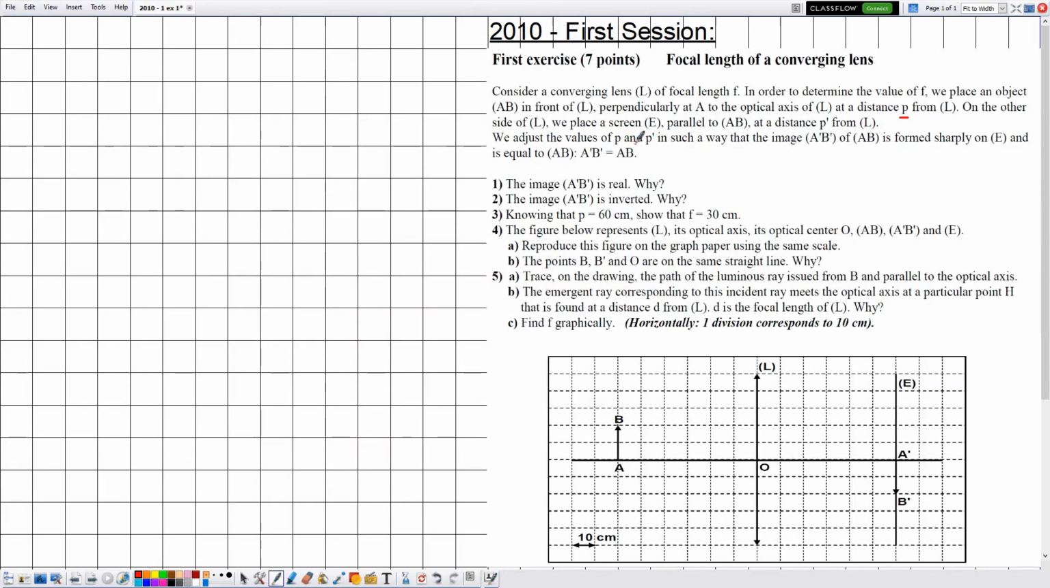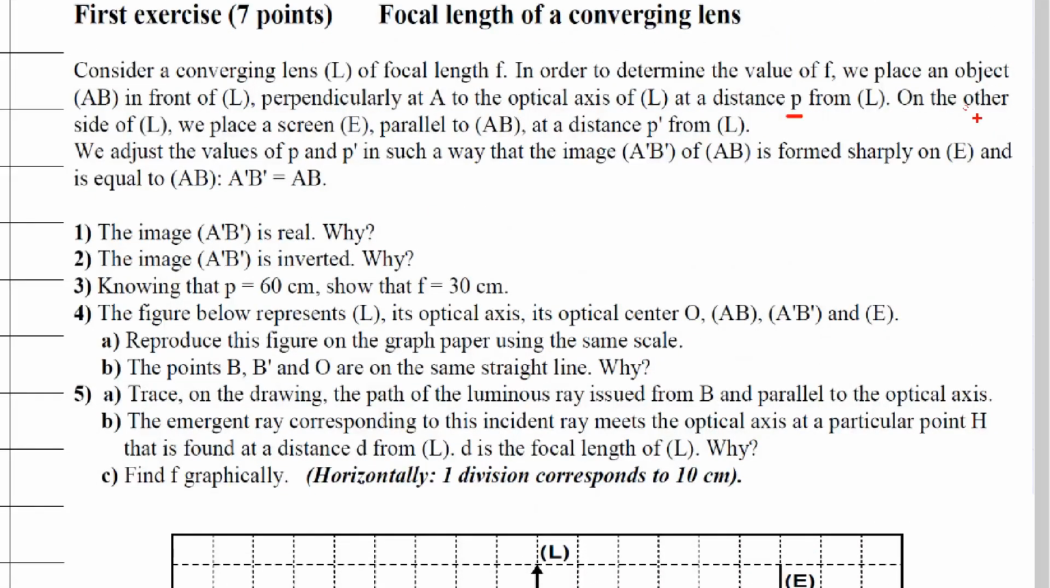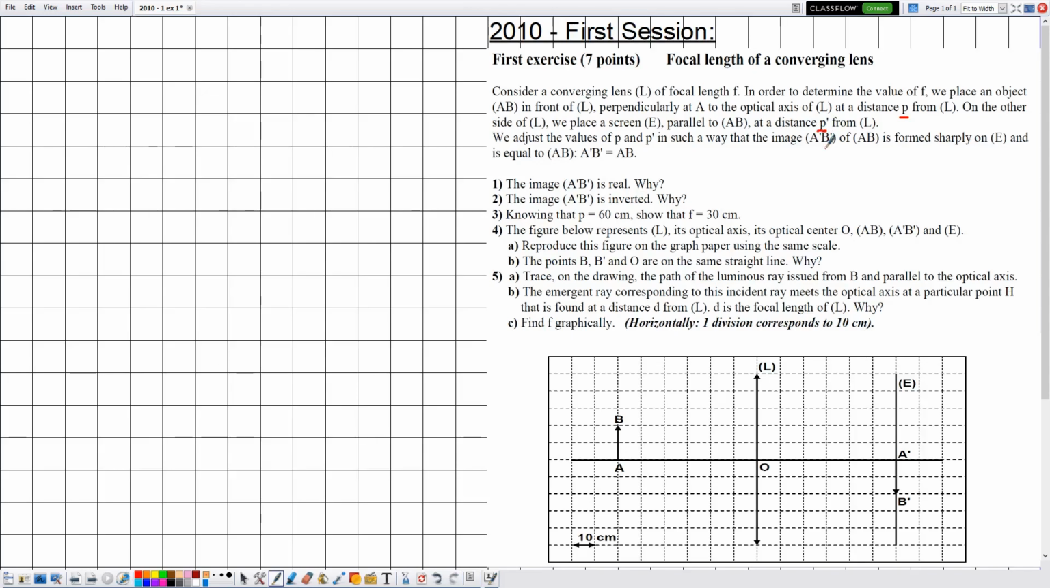We adjust the values of P and P prime in such a way that the image A prime B prime of AB is formed sharply on E and is equal to AB. So A prime B prime is equal to AB. Notice that here, because the image is being formed sharply on E, the distance P prime now represents the distance between the image and the lens. Okay, moreover, they told me that the image is formed sharply on E, and that the size of the image is equal to the size of the object.